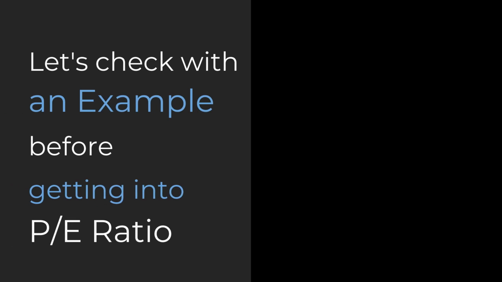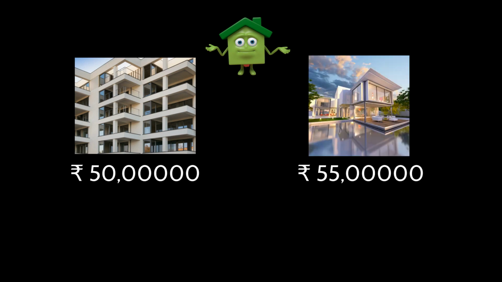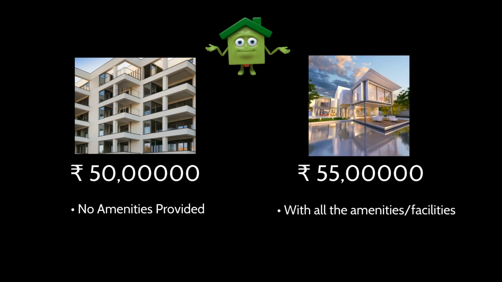So now before checking P by E ratio, let us see one example. Say suppose a person is trying to search for a house. He wanted to buy a house and he has seen two houses. One has a rate of 50 lakhs and the other has 55 lakhs. The difference is, in the 50 lakhs house there are no amenities, only the house will be given and there will be no furniture or anything along with the house. And what about the 55 lakhs house? There will be a lot of amenities like furniture, power backup, gym, everything will be there.